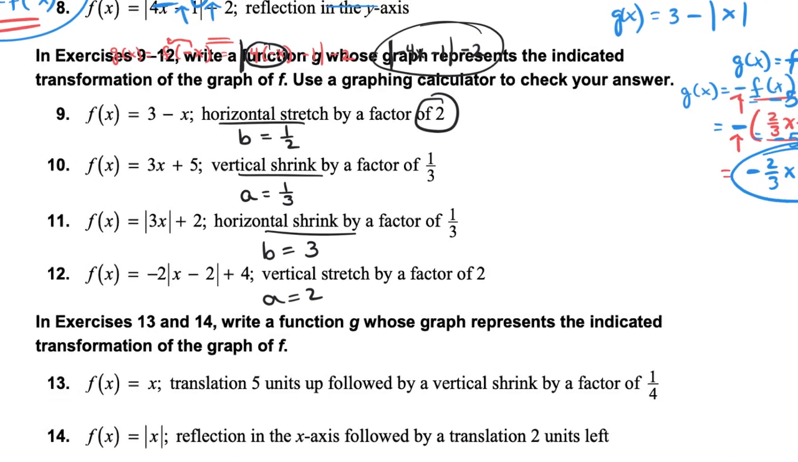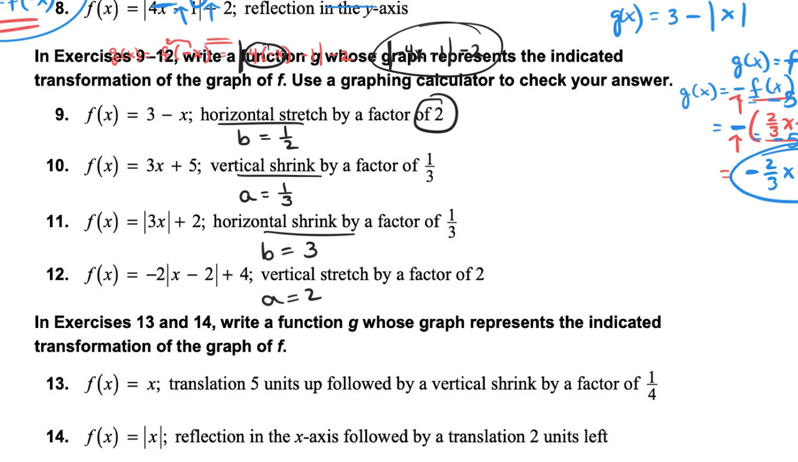Now remember where those b's go, for example. So g of x equals f of, if I want a horizontal, it has to go right in front of the x here, and it's whatever that b value is. Factor of 2 means b's a half because it's horizontal, so I put a half right there. And then my function just simply says find the f of a half x. So I just rewrite my function, but when I get to the x, I replace it with a half x.